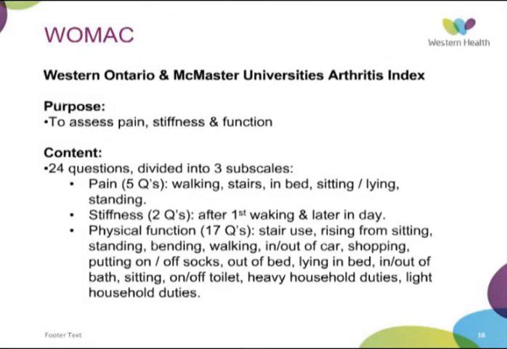Another score is the WOMAC, which is the Western Ontario and McMaster University's Arthritis Index. And the purpose, again, is to assess the pain, stiffness, and joint function. And that's composed of 24 questions, which are divided into 3 different groups. There's 5 questions related to pain: pain with walking, going up and down stairs, getting in and out of bed, sitting and lying, and standing. 2 questions related to stiffness, and 17 questions related to function of the knee joint.